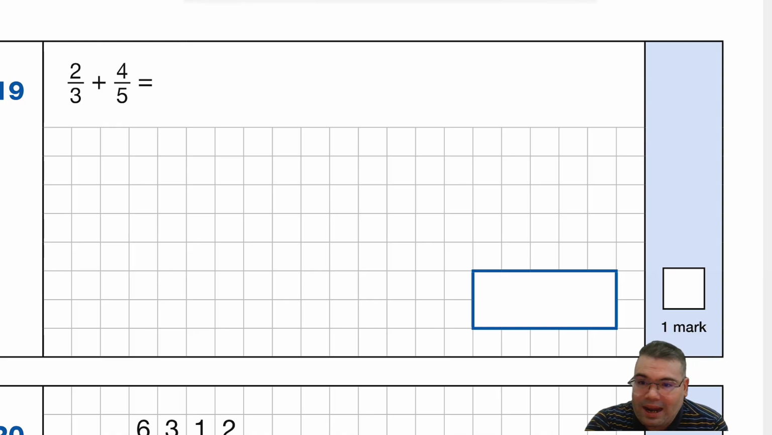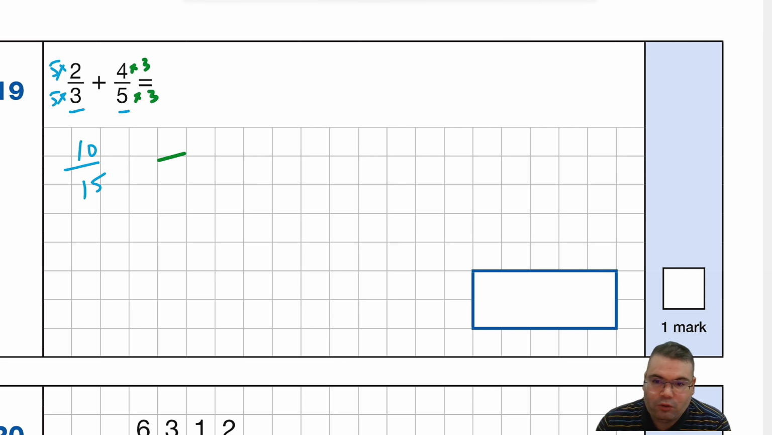So this is the next question. We know that to add them, we need to make the denominator the same. So what is the common multiple of 3 and 5? That is 15. So let's make both of them 15. Here 2 over 3 we can write as 10 over 15, multiplied and divided by 5, right? And here 4 over 5, to make it 15, we just need to multiply both numerator and denominator by 3. So it will be 15 and this is 12.